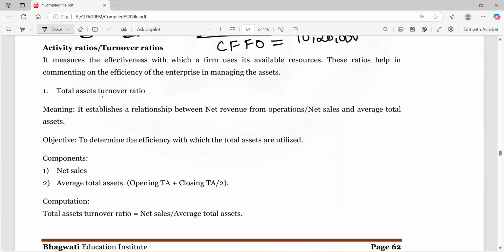So next set of ratios, listen, activity or turnover ratios.